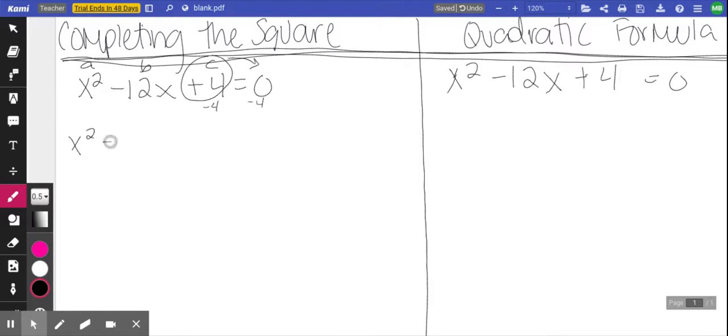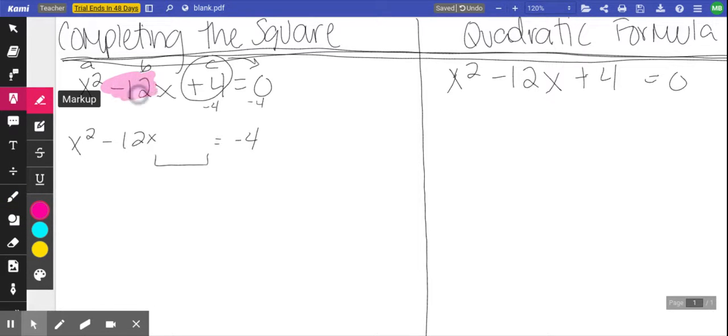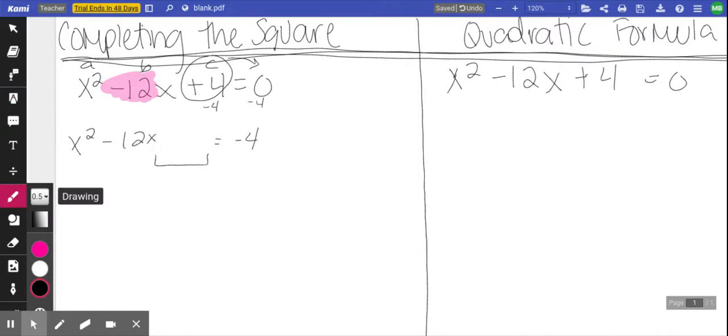Now I have x squared minus 12x equals negative 4. I'm leaving this space blank because that's where my new c is going to go. To get my new c, all I have to do is think about my current b. Right now, b is negative 12. Now I need my b divided by 2. Well, negative 12 divided by 2 is negative 6. And then finally, I need to square the b divided by 2. Negative 6 times negative 6 is a positive 36. Well, that means I'm going to be adding 36.